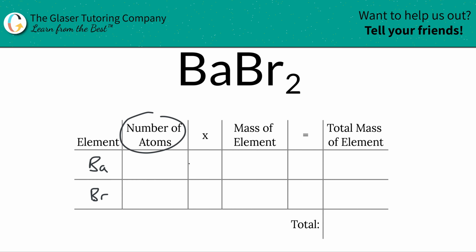Next is going to be to identify the number of atoms of each element in the compound. So that's where the subscripts come into play. At the bottom of barium, there is an invisible one. So that means that there's one atom of barium in barium bromide. And at the bottom of bromine, there is a 2. So there are 2 atoms of bromine.